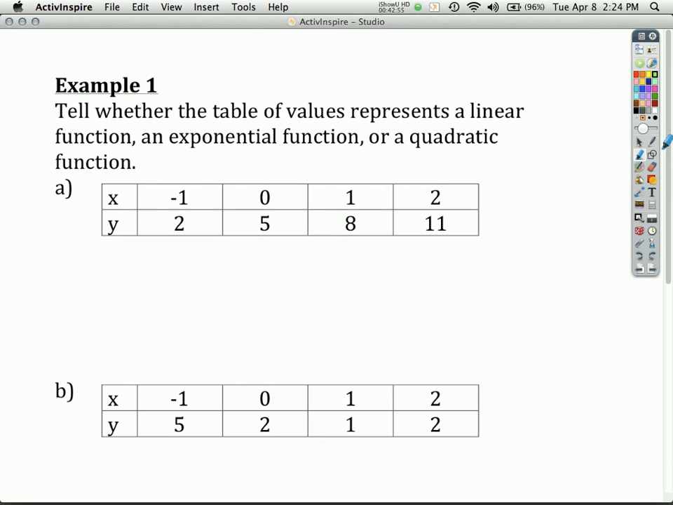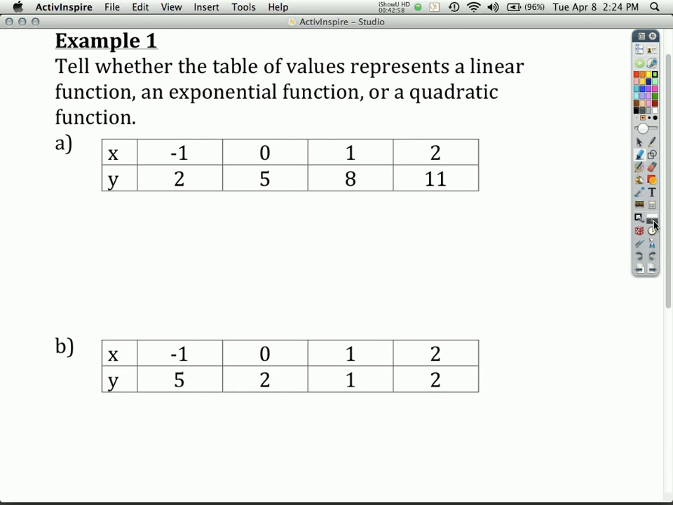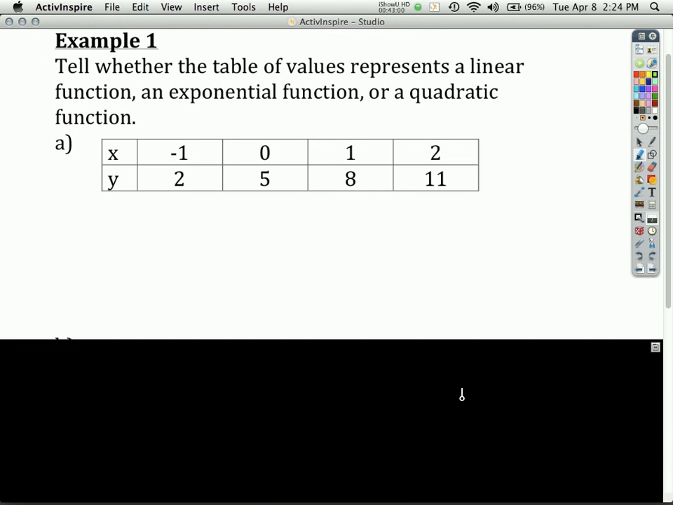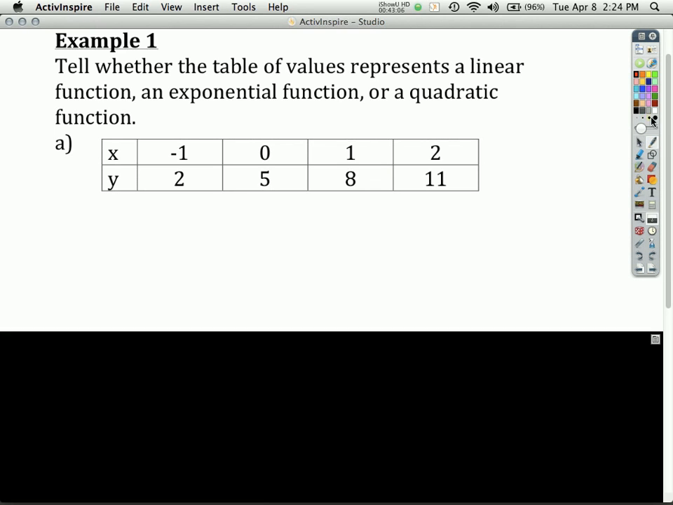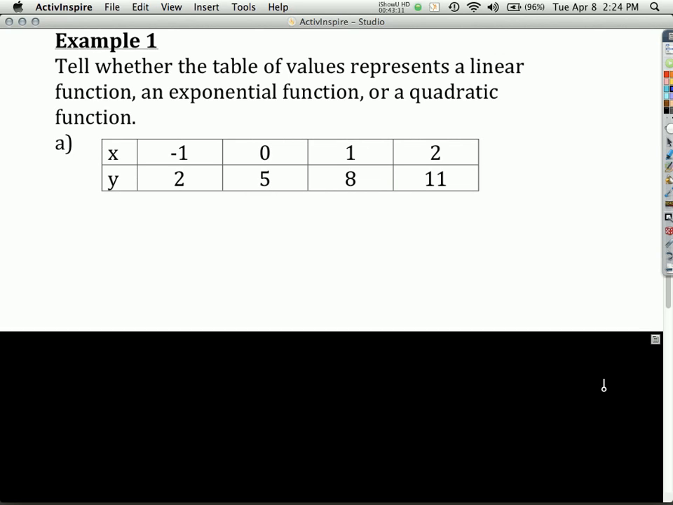So, example 1, we're going to explore what a table of values can become. You do not have to copy the instructions, but you have to read the instructions carefully because you're going to see another set of instructions in a little while that is almost the same with one major difference. So example 1, tell whether the table of values represents a linear function, an exponential function, or a quadratic function. You need the table of values written down, so copy it down. It doesn't need to be perfect, but it needs to be accurate.